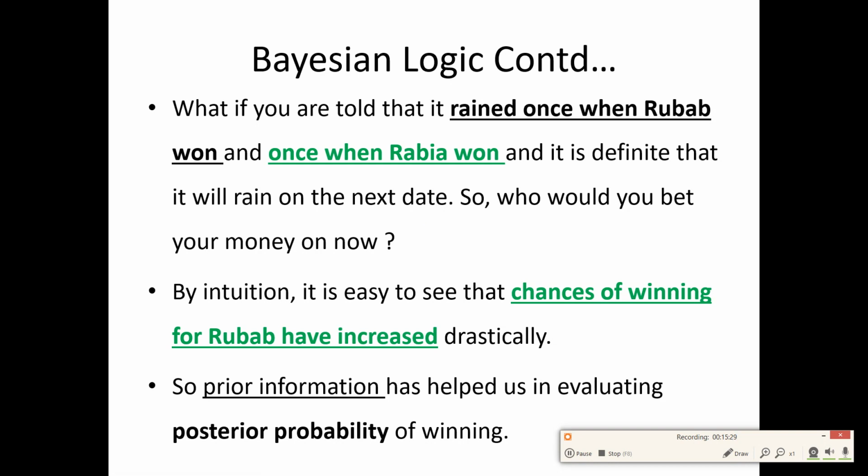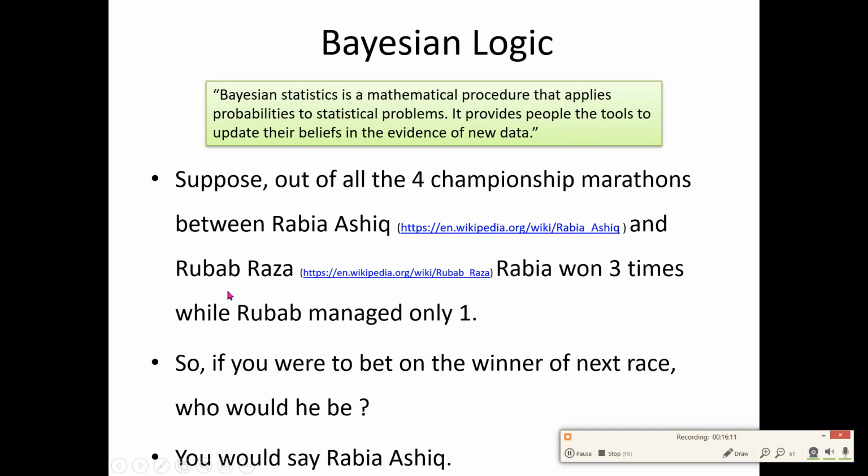So we are imposing some restrictions here, that both the players have won only once when it was raining, and now it's confirmed that it will rain on the next date. Now who would you bet your money on, right? So what has happened? Now you can easily see that the chances of winning for Rubab have increased, right? How? You can simply compare the data here. Rabia won 3 times and Rubab won only once.